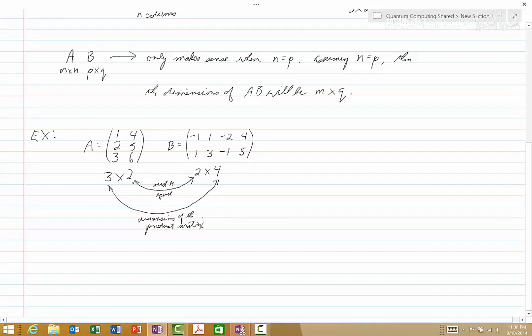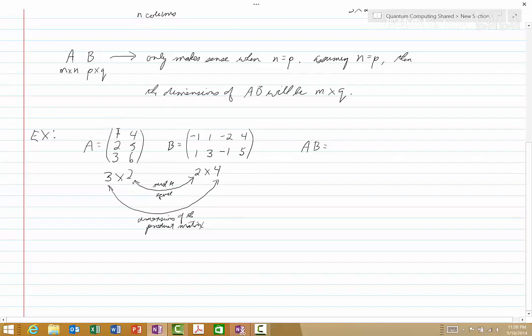So the product matrix will be a 3 by 4 matrix. I imagine most of you have seen this before, but let's review quickly how we would multiply A times B. We go across the rows of the first matrix while we go down the columns of the second matrix. Now what that means is the following.